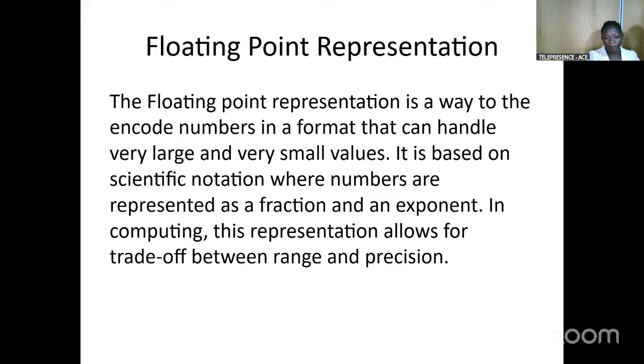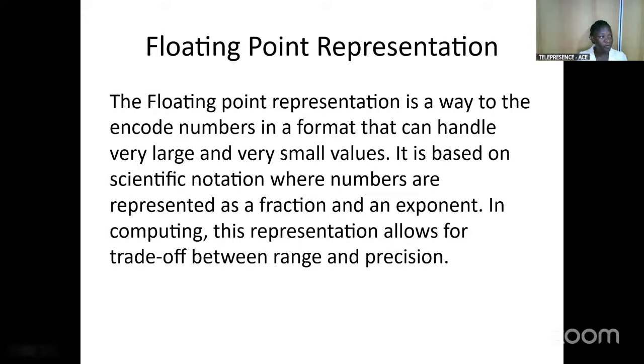Okay. So we want to look at floating point representation. This is a way of representing and encoding numbers in a format that can handle very large or small values. That is, when you have a whole lot of numbers to be represented or to work with, you use floating point number representation. It is better at that, and it is based on scientific notation, where numbers are represented as a fraction and an exponent. In computing, this representation allows a trade-off between range and precision.